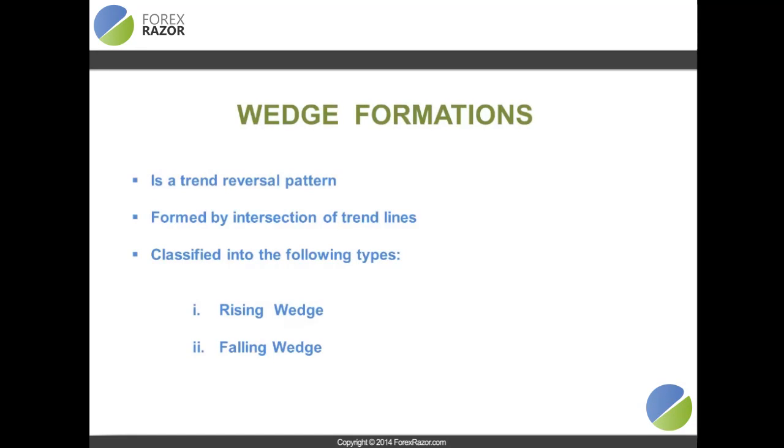Just like in the case of a triangle, a wedge is formed as a result of intersecting trend lines that are formed by joining various price data points. These are classified into the following two types: the rising wedge and the falling wedge. We will discuss each one of them in detail now.